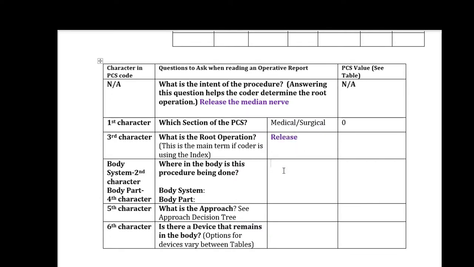Where in the body is this procedure being done? We mentioned earlier the body part we're talking about is the median nerve. So which body system is the median nerve in? Next question you're going to ask. The only two body systems that involve nerves in your PCS codebook are the central nervous system and the peripheral nervous system. If you don't know which is which, what you can do is go to your PCS codebook.